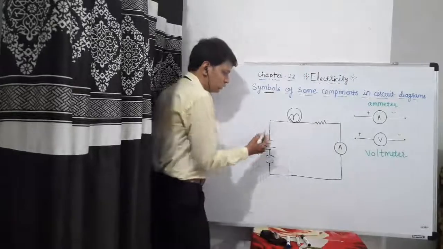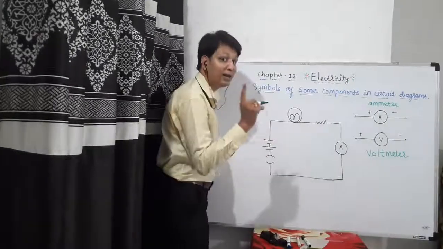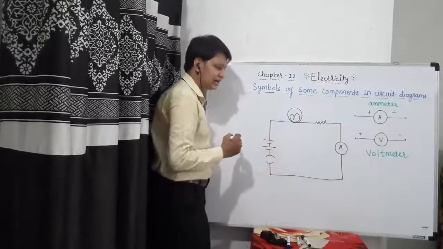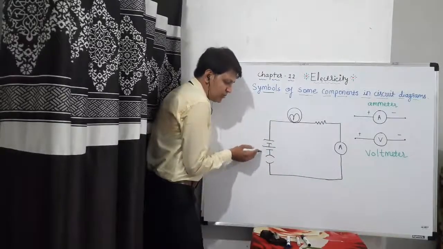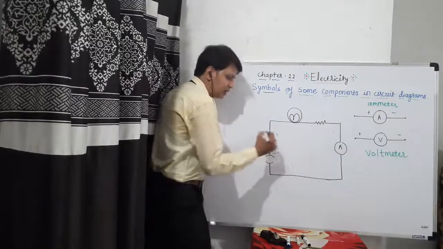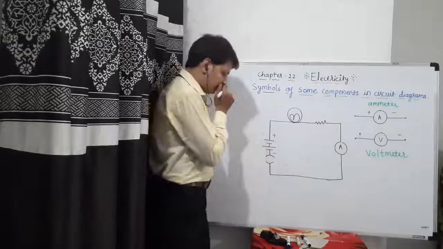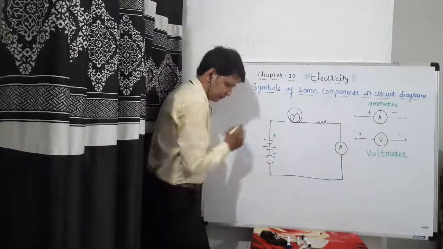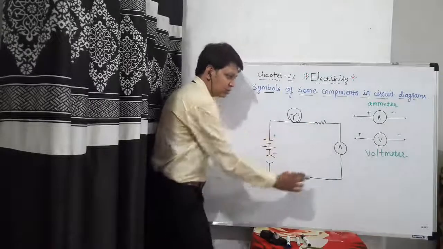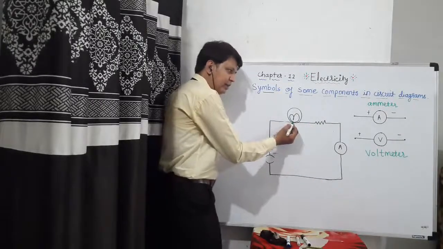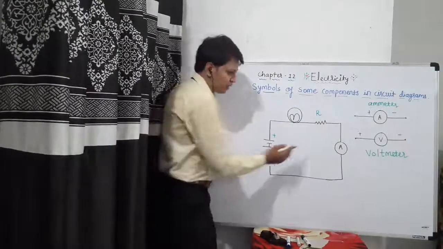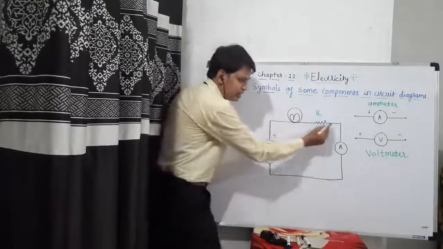So I have shown here one simple closed path for an electric current that is considered as an electric circuit. This is a battery where two cells are connected. This is the positive terminal and this is the negative terminal. This is a key. Right now it is in the open condition, so no current is passing through the circuit. This is an electric bulb. This is resistor R having some resistance. The ammeter is connected in series.